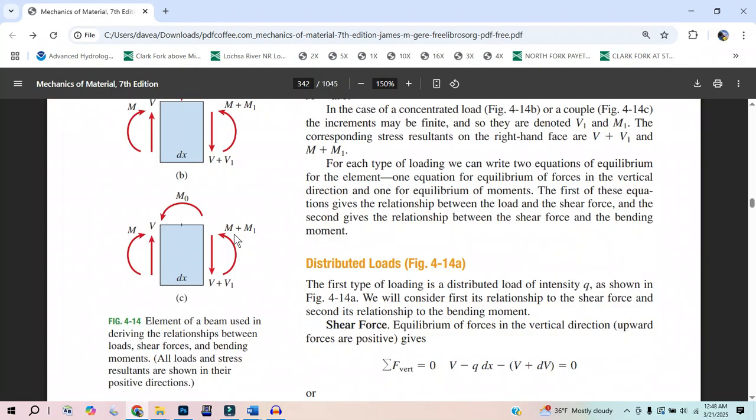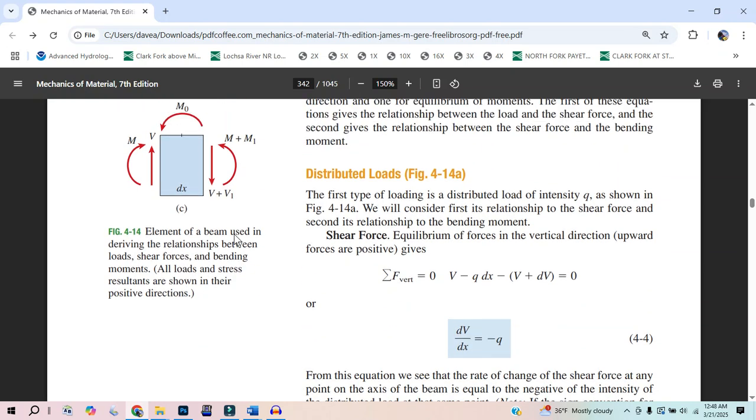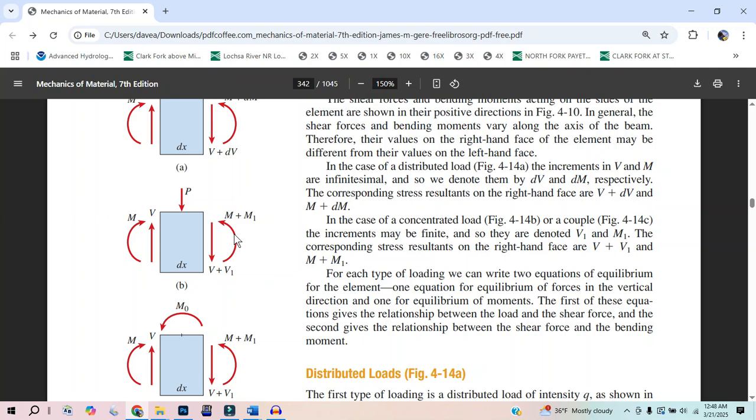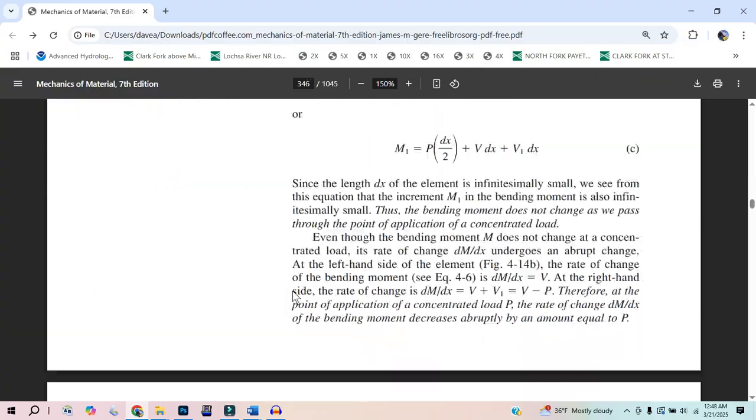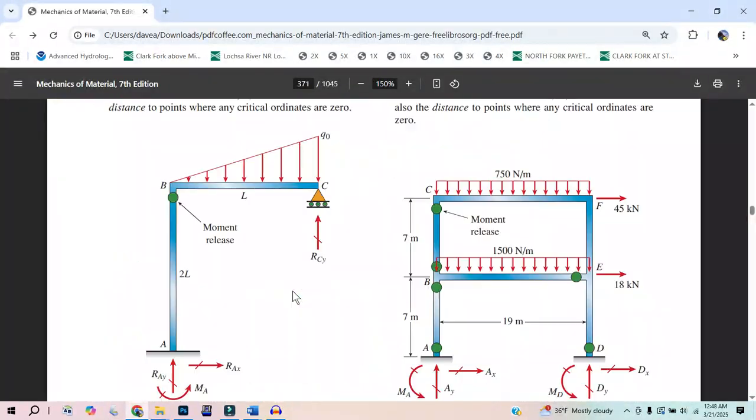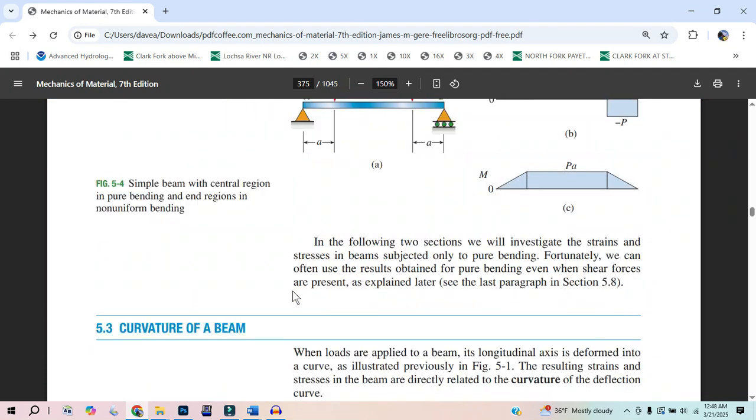So here's just the three photos. I think I kind of skipped over them. Booyah. So here are the 3 photos, and this part of the chapter goes into all 3 of those. All right, so we are going to be done with that last sentence. In the following 2 sections, curvature of a beam, we will investigate the strain. That's what I was talking about. The change in lengths can only be so much, and those changes in length are going to be 100% synonymous with the pressures.